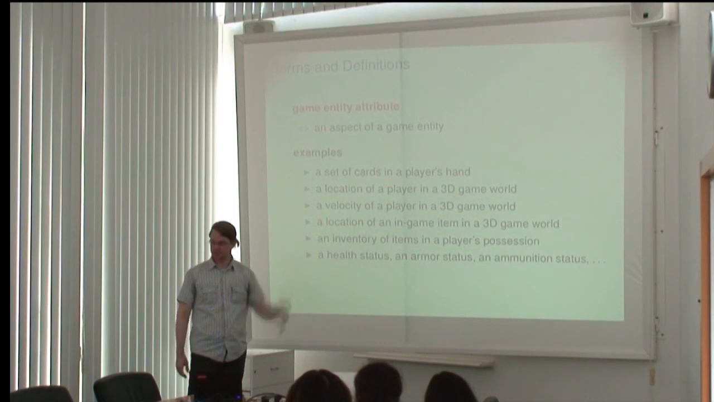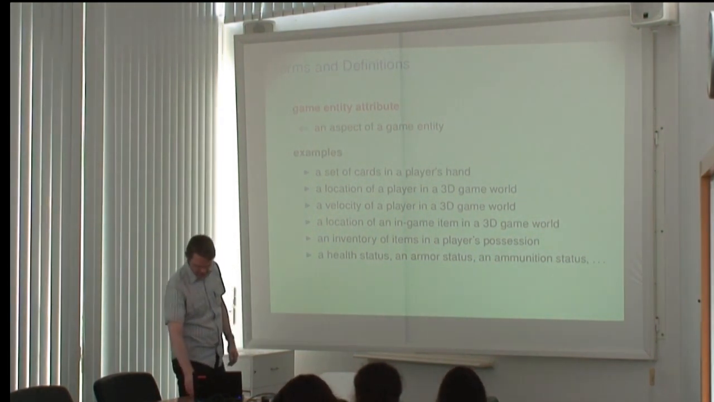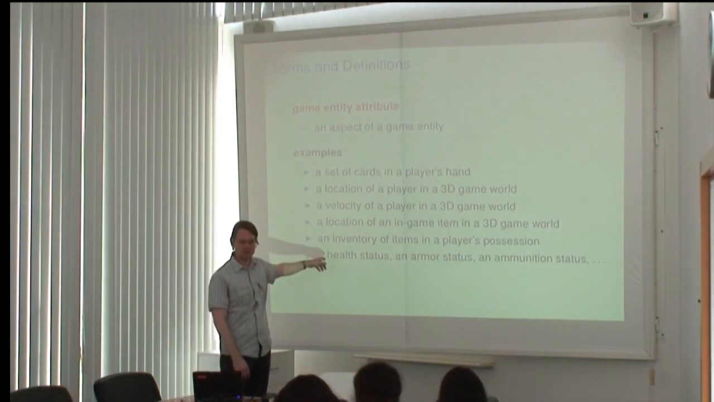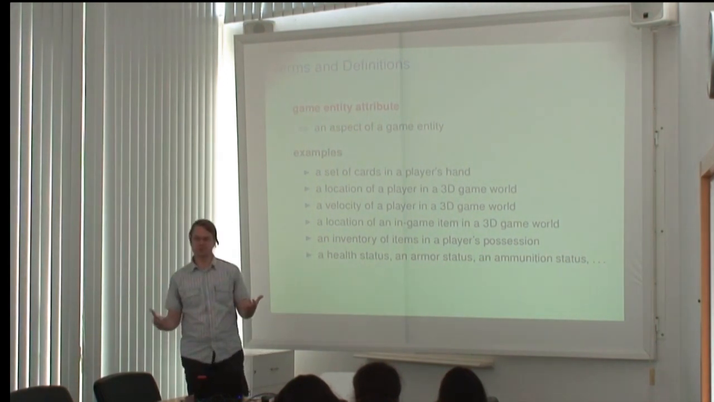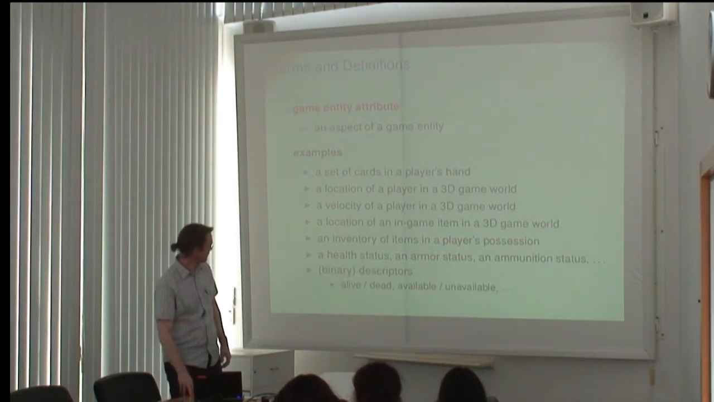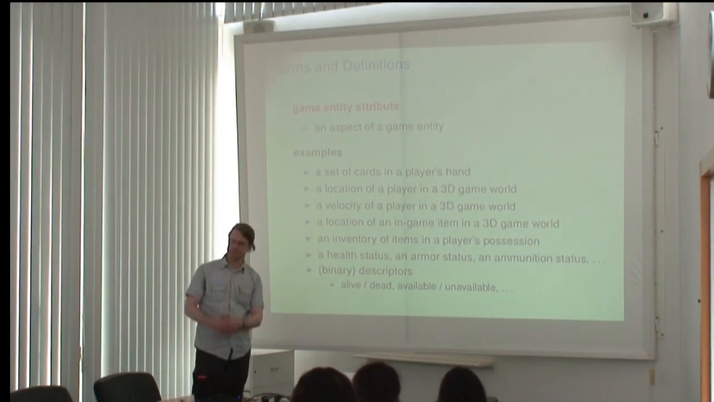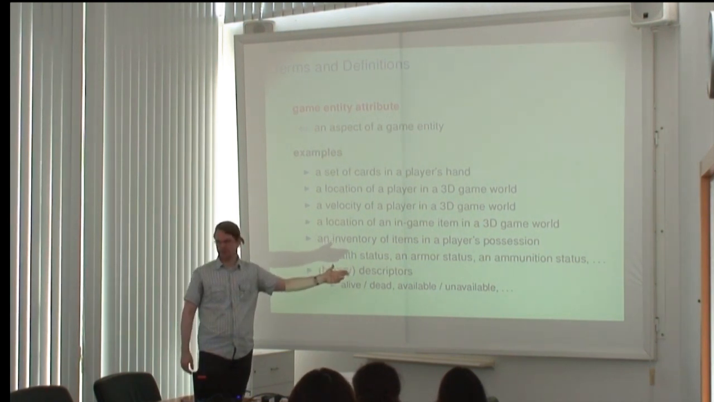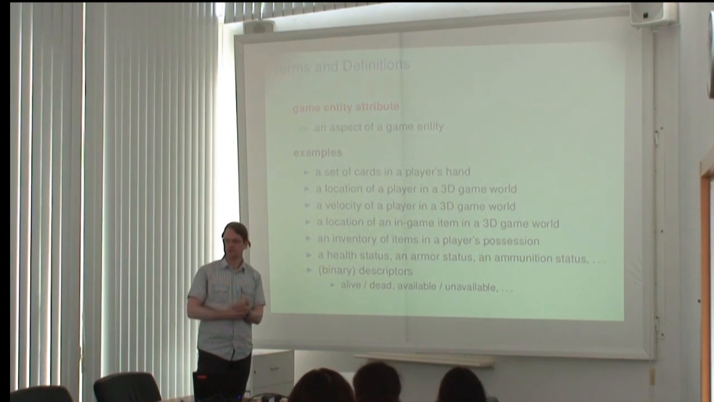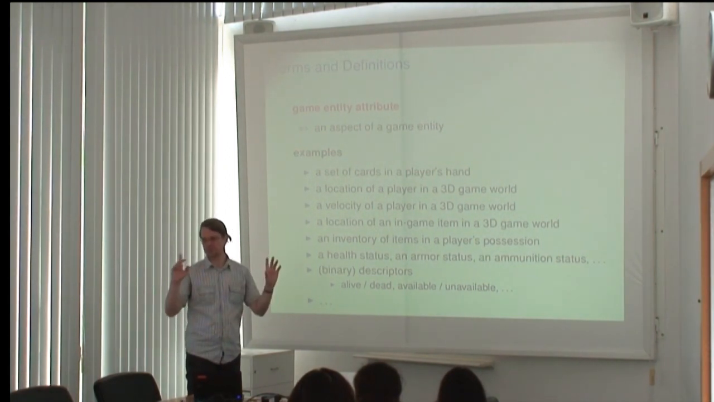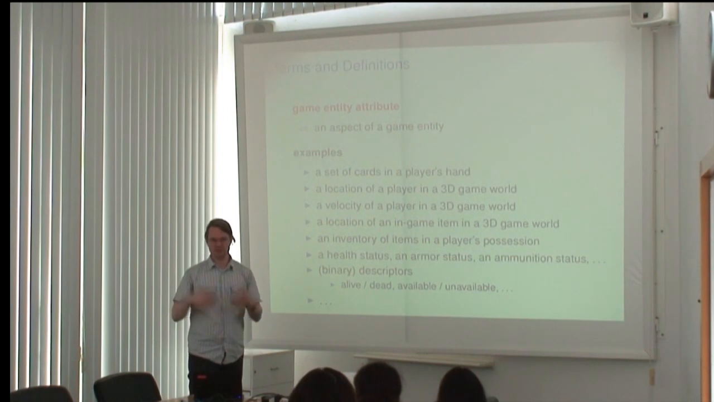Health, armor, ammunition, stuff like that define your character. Will you survive an upcoming battle against a dragon? Is probably a question of your current health status. And depending on that attribute, the decision you are going to make within the game may vary. Then of course, these very elementary things like, is the character alive or dead? Is an item available or unavailable? These binary variables are also game entity attributes. And I could continue this list forever. Let's keep it at that, right? So we have game entities and we have attributes that define the current state of that entity.